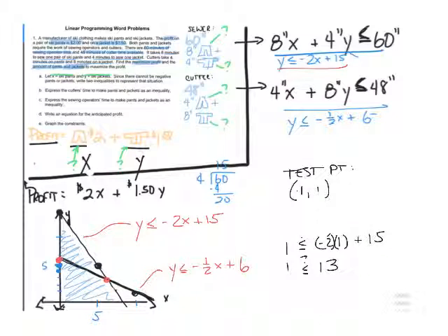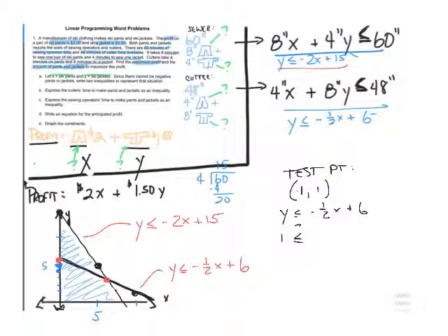So let's go through and run the test point for my second equation. The second equation is y is less than or equal to negative 1/2 x plus 6. If I put 1 in here, is 1 less than or equal to negative 1/2 times 1, that's negative 1/2, and if I add 6 to that, that's going to be 5.5. And yes, indeed, 5.5 is greater than or equal to 1, or 1 is less than or equal to 5.5, whichever way you see it.